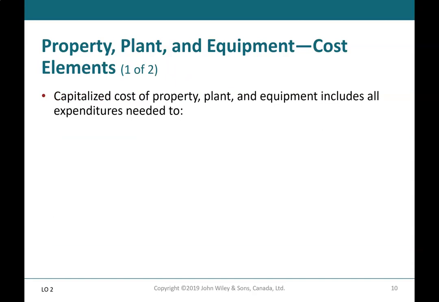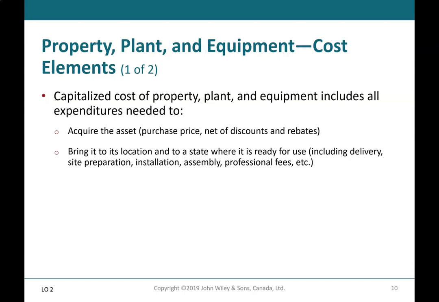Property, plant, and equipment cost elements, 1 of 2. The capitalized cost of property, plant, and equipment includes all expenditures needed to acquire the asset: the purchase price net of discounts and rebates, and the costs to bring it to its location and to a state where it is ready for use, including delivery, site preparation, installation, assembly, professional fees, etc.